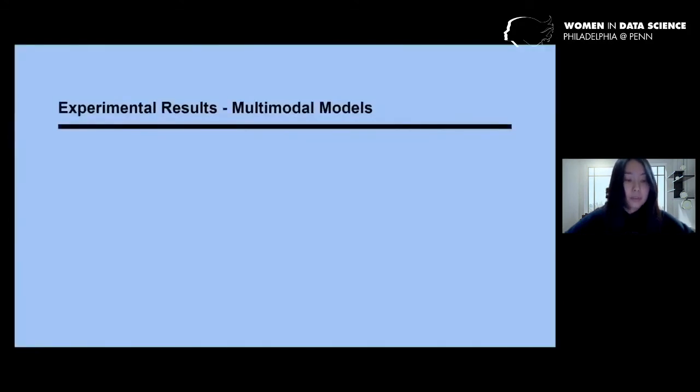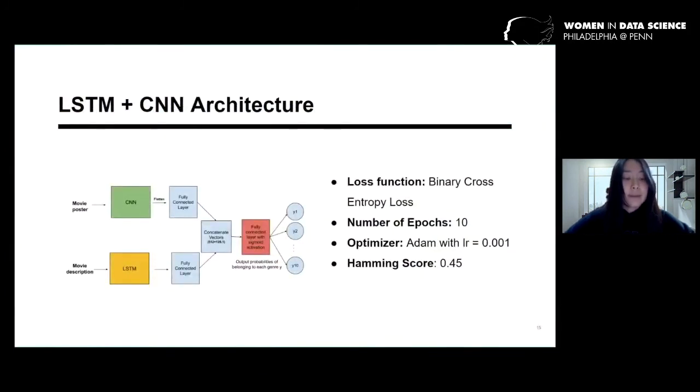Now I'll talk about multimodal models. For the stacked LSTM and CNN, the text sequence is input to an embedding layer. I use Google's pre-trained word2vec embedding. The embedding layer is followed by two stacked LSTMs whose outputs were put into a fully connected layer. The images are the input to a CNN. The output of the last max pooling layer is flattened and fed into a fully connected layer. The fully connected layers of the LSTM and CNN are then concatenated and fed into the final fully connected layer. The last layer has an output size of 10, each corresponding to one genre.